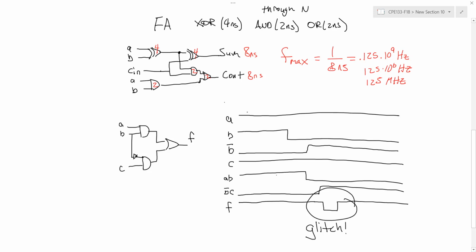because given the values that my inputs were and how they changed, my output should have been constant the entire time. But because of these propagation delays and the input change, I actually saw a momentary change in my output. And this is exactly what a glitch is: a momentary change in my output. And this could happen multiple times, or like in this case, it goes low for a short period of time, then it goes high.